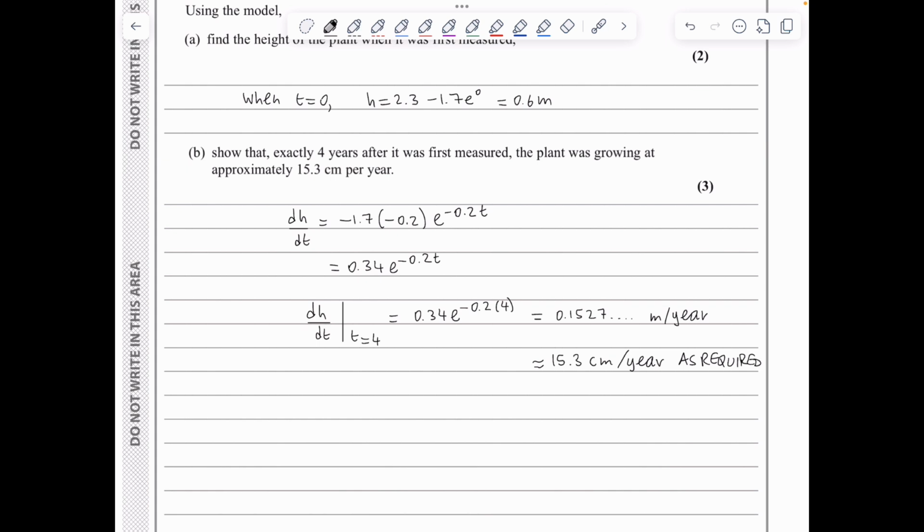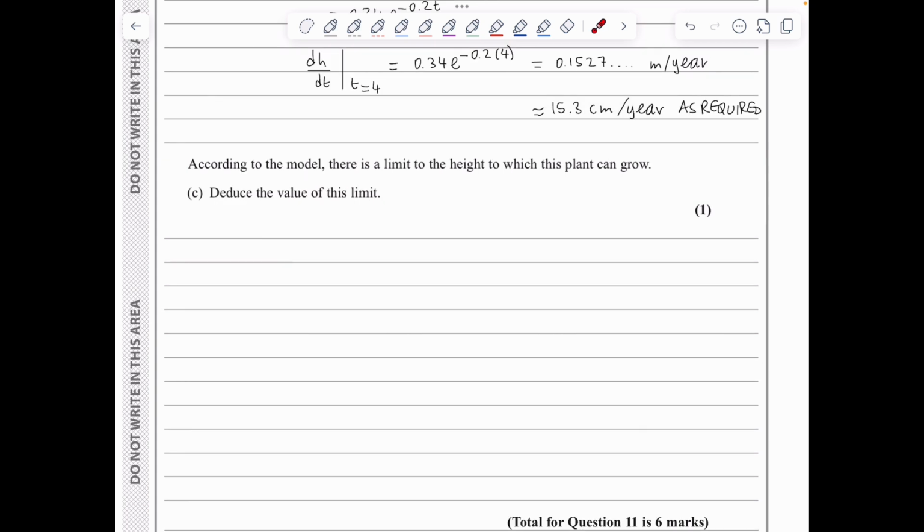as required. Now, according to the model, there's a limit to the height to which this plant can grow, and we need to deduce the value of this limit. So the equation of the model was h is 2.3 minus 1.7 e to the negative 0.2t. The limit will be found by considering the behavior of h as t tends to infinity. So as t tends to infinity, the exponential term will die out. It tends to 0 because the exponent will be very large and negative, and therefore h tends to 2.3.